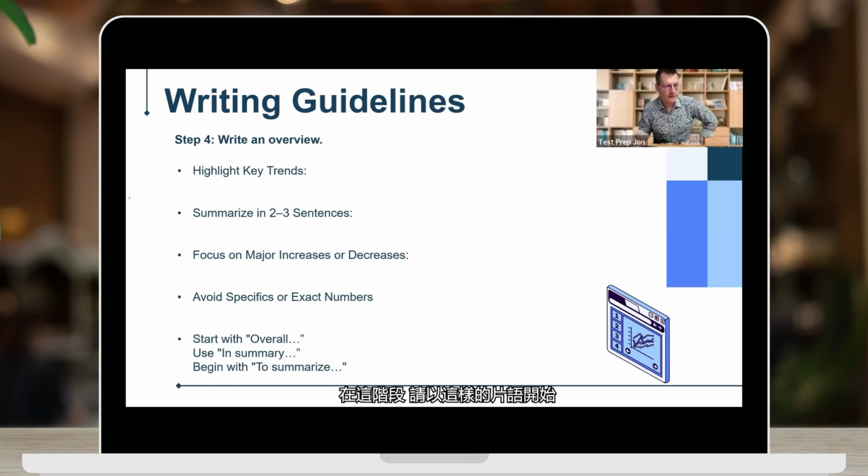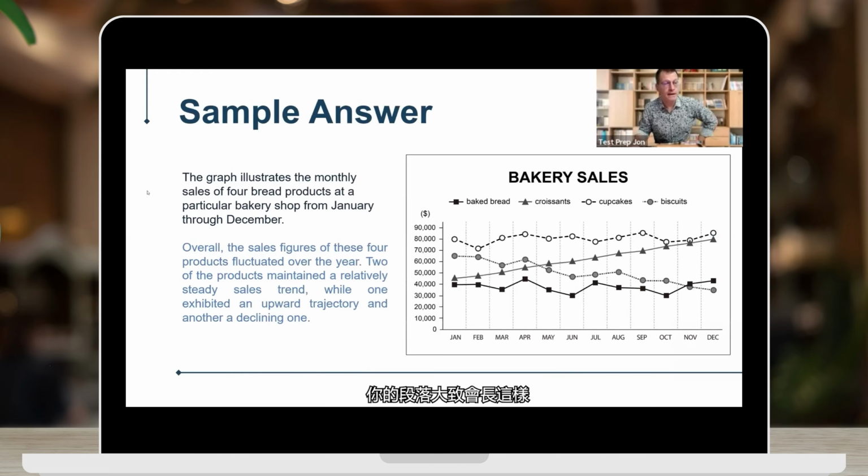For this part, start with a phrase like this: overall, or in summary, or to summarize. You need a discourse marker like this to show the function of this paragraph is just to give an overview. When you've completed that overview statement, it will look something like this that I'm showing here on screen.